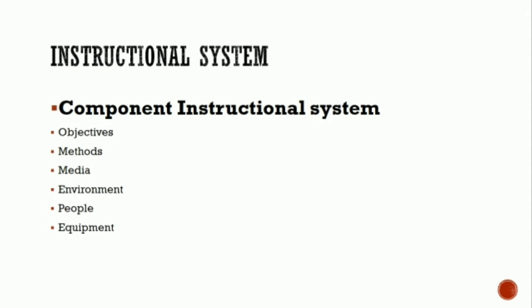Instructional system. An instructional system consists of a set of interrelated components that work together effectively and reliably within a particular framework to provide learning activities necessary to accomplish a learning goal. First component of an instructional system: the objective. The objective is what you want to teach or what the students want to learn.